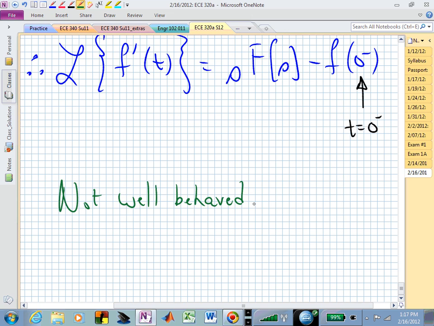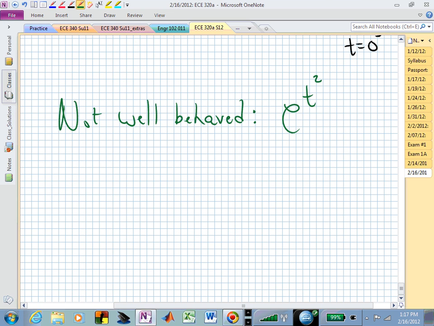But this not well behaved would be something like e to the t squared. That's growing faster than exponentially. That's not well behaved, and we won't be worrying about signals like that. Does that help? So that's the mug shot you want to think of, or one example of something that's not well behaved.